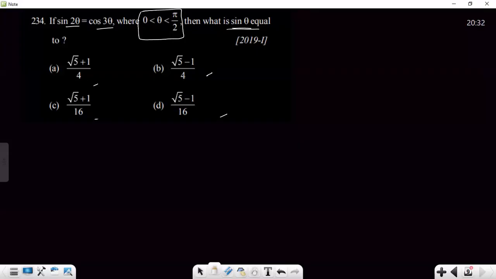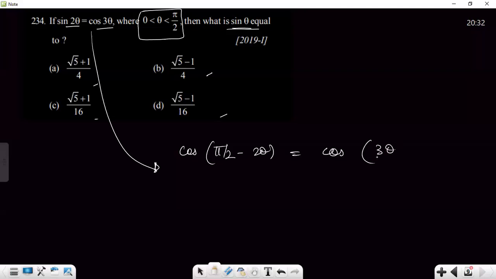From here, we can make out, we learn the formula, that theta is somewhat 18 or 36 degrees like this. So sine 2 theta is equal to cos 3 theta. First, let's convert sine into cos by writing cos of pi by 2 minus 2 theta is equal to cos 3 theta. Cos cancels. Not every time, but in the case of the first quadrant, we can cancel them. So we know theta is lying in the first quadrant.